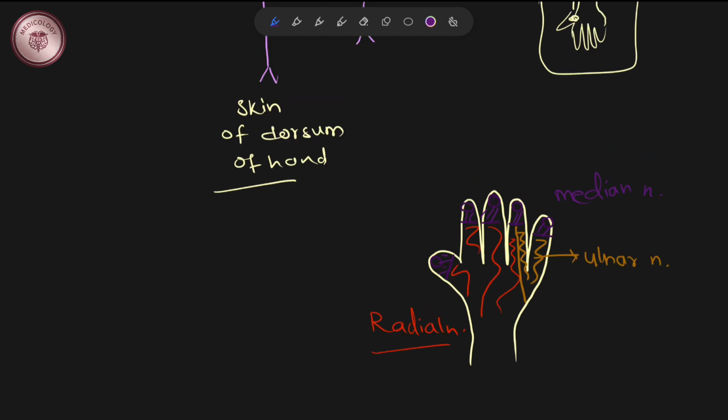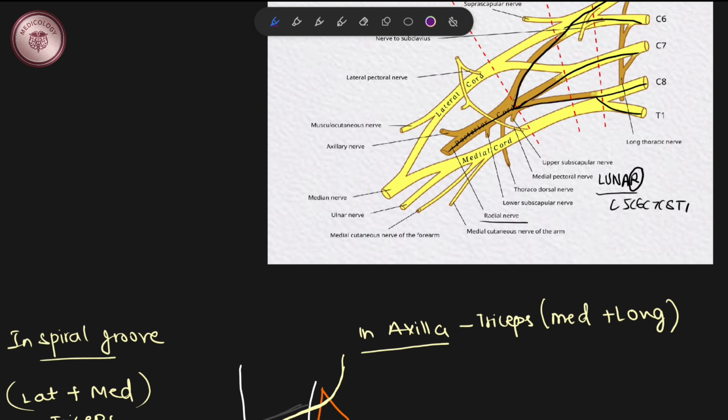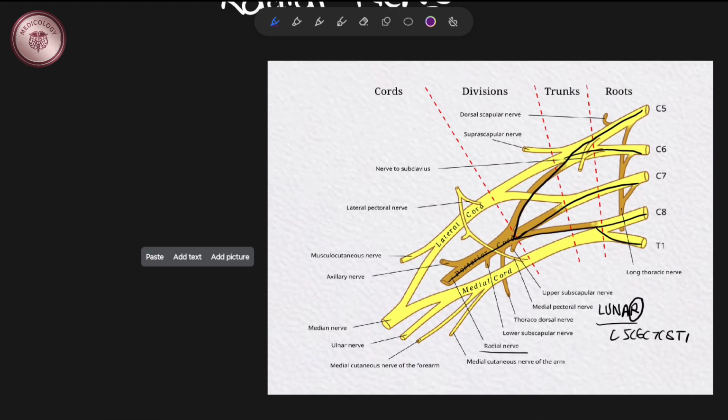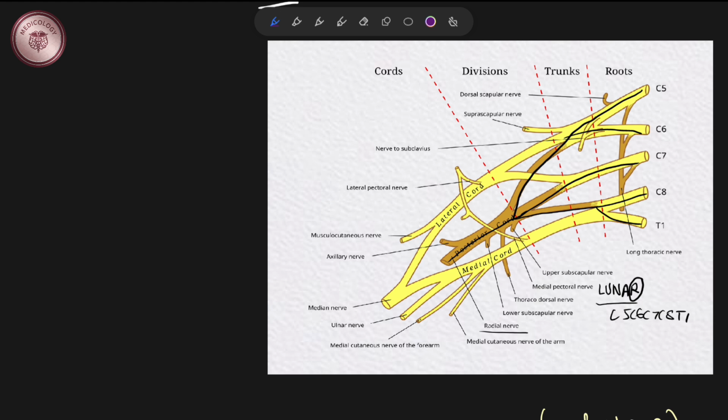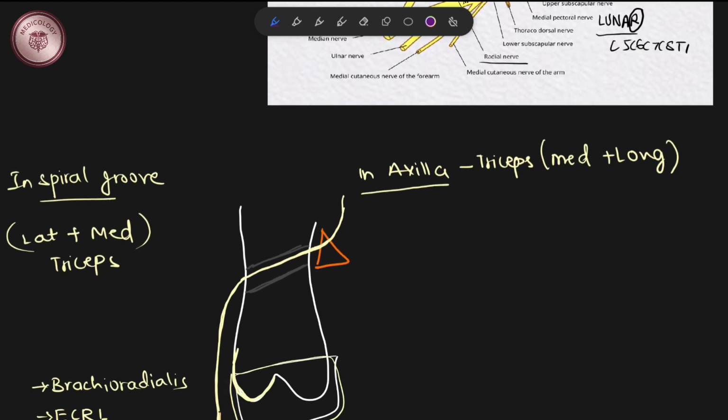Clear? So let's revise it again from the start. In our arm we get nerve supply from the 5 major nerves: musculocutaneous, axillary, radial, median, and ulnar nerve. We are studying now the radial nerve. The radial nerve originates from the posterior cord, having the root value C5, C6, C7, C8, and T1. It is the largest nerve, and it supplies the posterior compartment of our arm and forearm muscles and the dorsal surface of our hand.